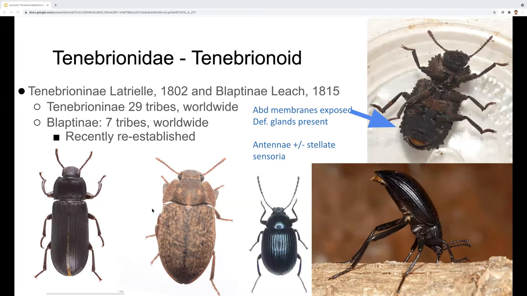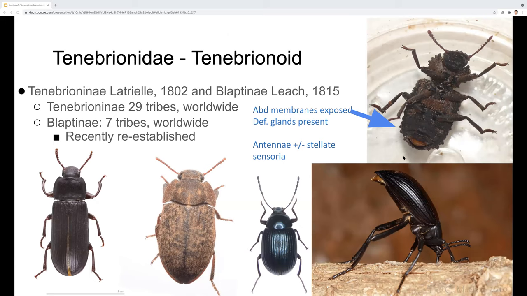So first we have Tenebrioninae, the nominate subfamily. There are 29 tribes worldwide. And Blaptinae too, we'll kind of throw these in here. We'll talk about Blaptines in a minute. That's the most recently erected subfamily. There's 7 tribes of Blaptines, which were recently pulled out of Tenebrioninae.